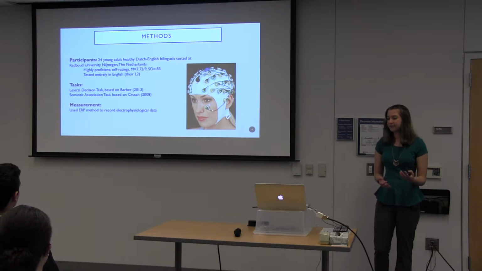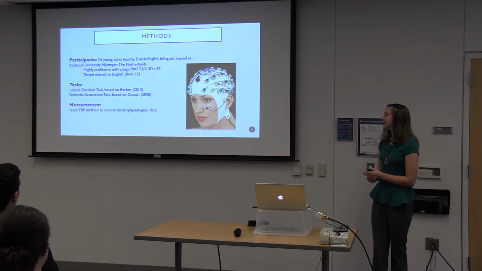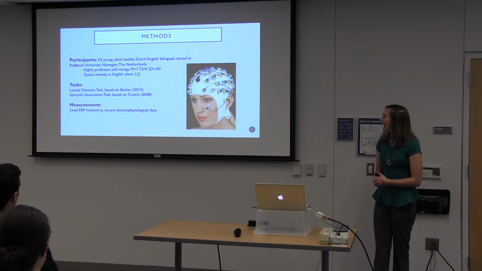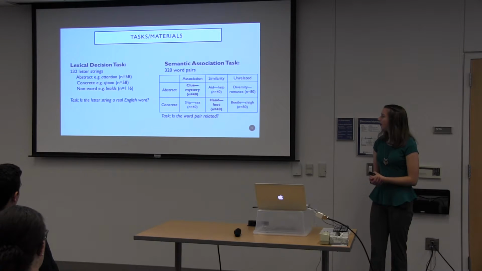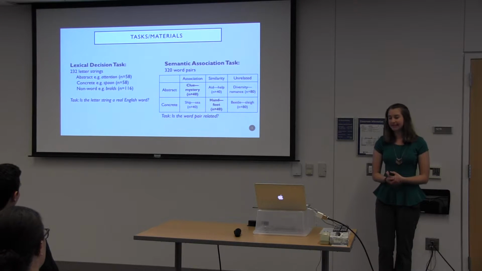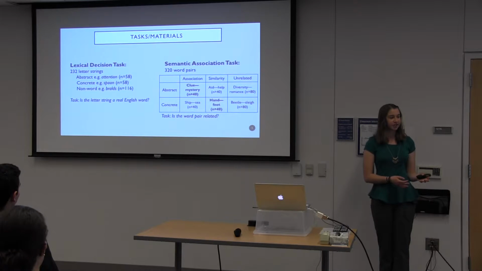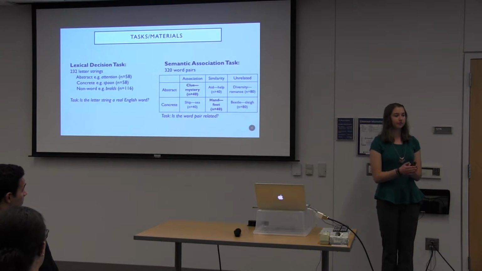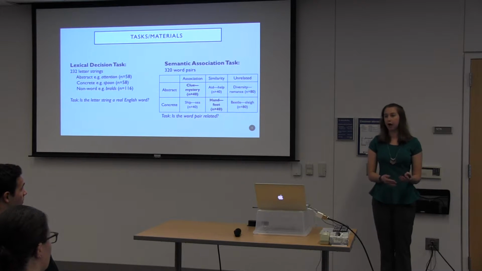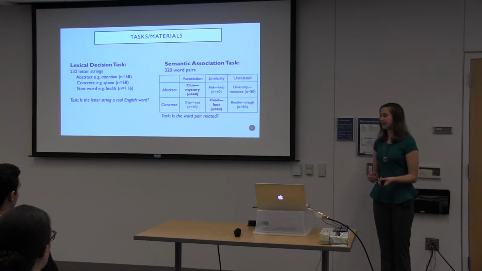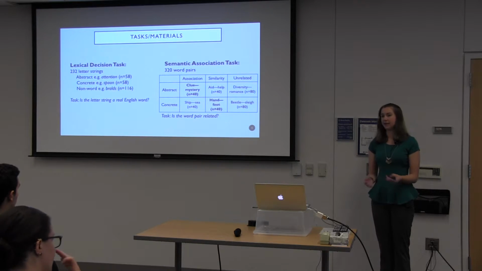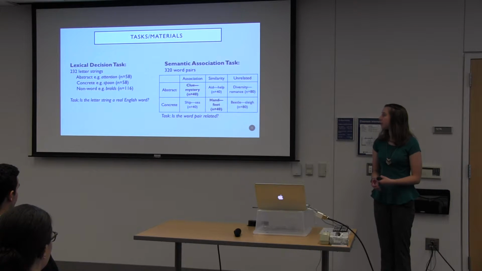So again, I tested 24 young adult healthy Dutch-English bilinguals. They were highly proficient. They rated themselves an average of 7.72 out of 9 on their proficiency. Okay, so they participated in two tasks, as I said. One of them was a lexical decision task, where they saw 232 letter strings. Half of them were real English words, and half of them were non-words in English. And they had to decide, is this letter string a real word in English? Everything they did happened in English, their second language.